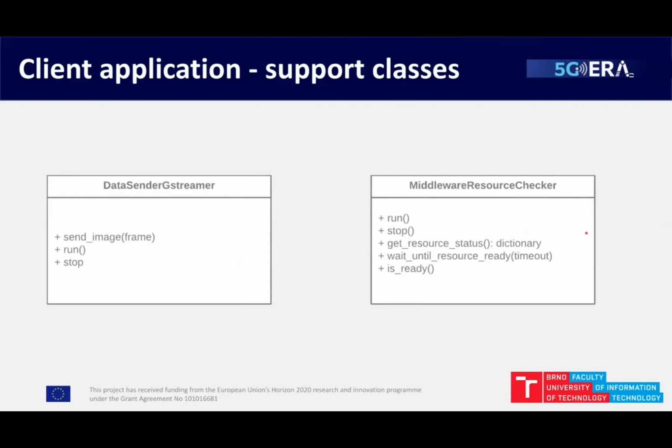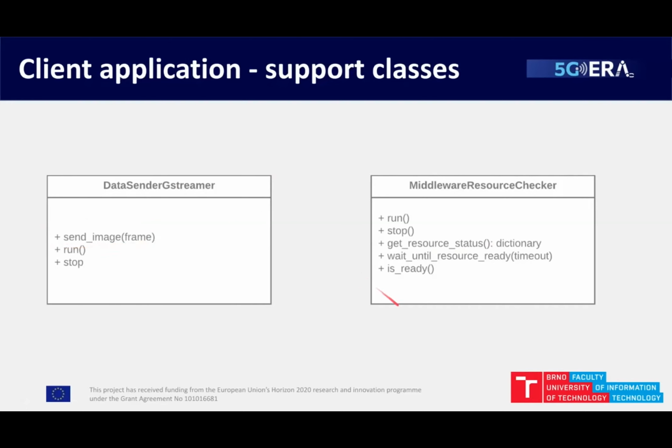There are also some support classes which are used, for example, for sending data over the GStreamer. So this is a thread-based class which connects to the GStreamer pipeline, and it can be used for sending the images over this GStreamer pipeline.